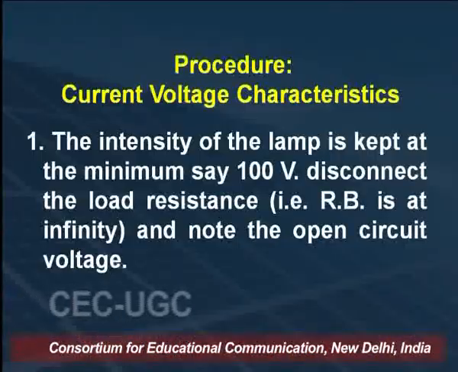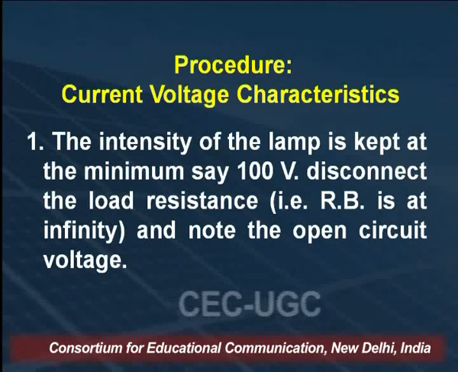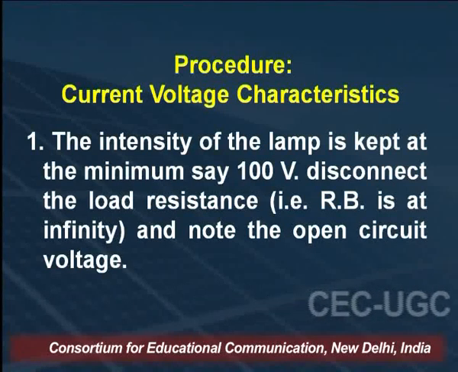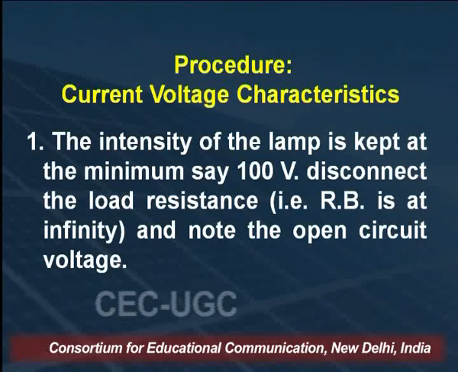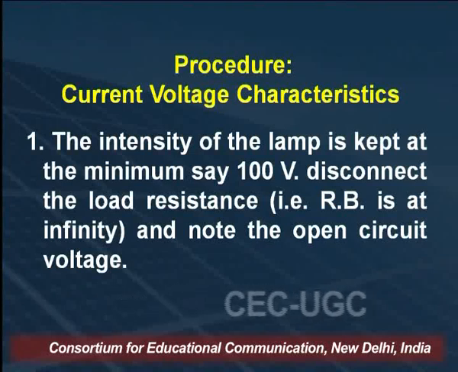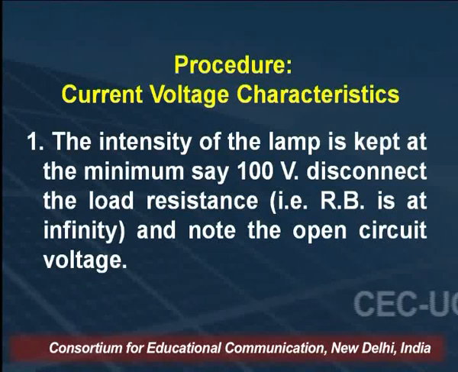The intensity of the lamp is kept at minimum value in the first step. That will be the 100 volt. Disconnect the load resistance. We are not applying any load to the circuit. Then we can note the open circuit voltage.